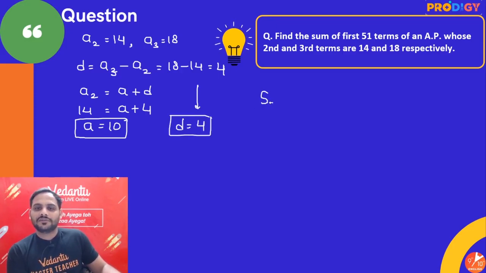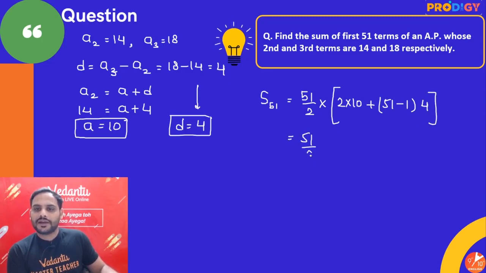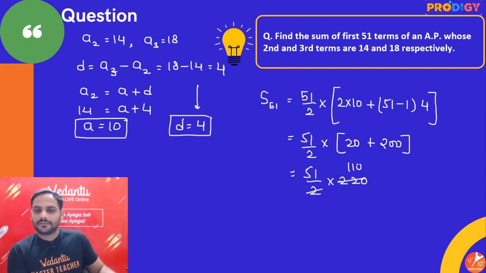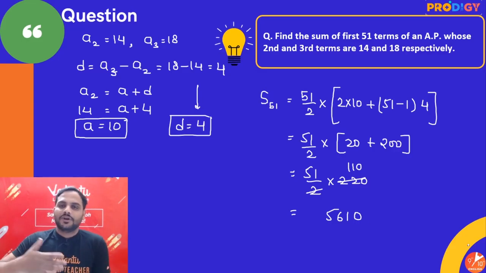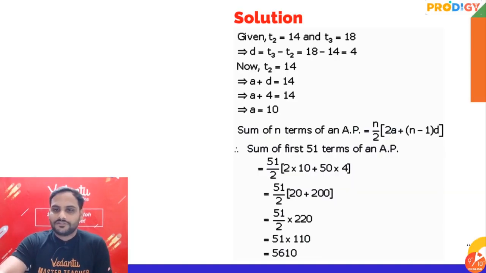So sum of 51 terms is easy, yaar. N by 2, 51 by 2 into 2A. So 2 into A is 10 plus N minus 1, so 51 minus 1 into D is 4. So you have got 51 by 2 into 2 into 10 is 20 plus 51 minus 1 is 50 into 4 is 200. So you have got 51 by 2 into 220, right? 110 times. So you will multiply this, 5610. 5610 will be the sum of 51 terms.